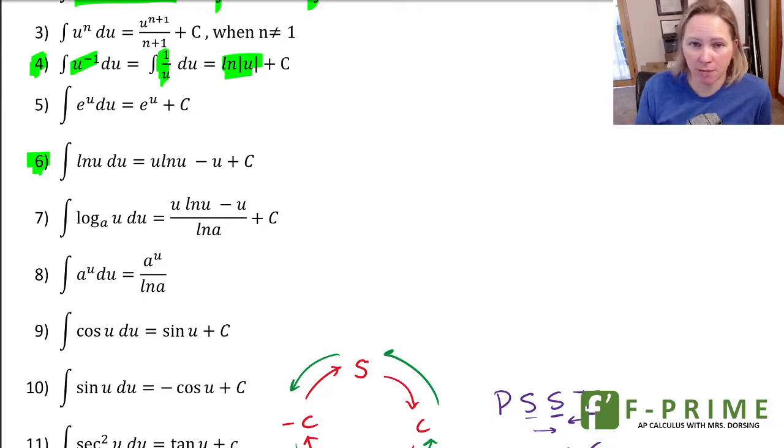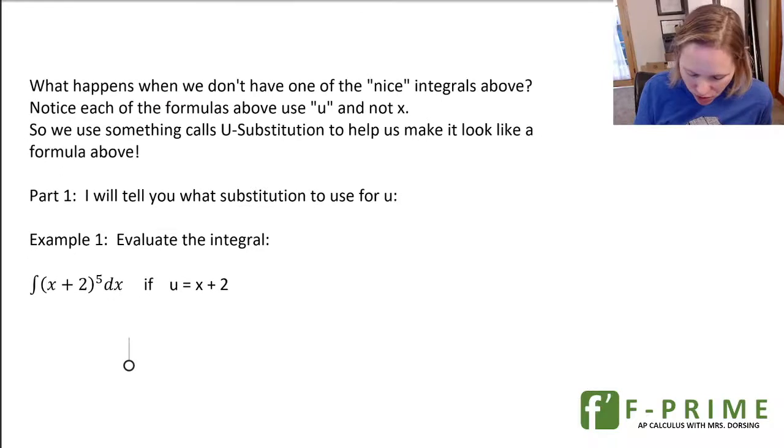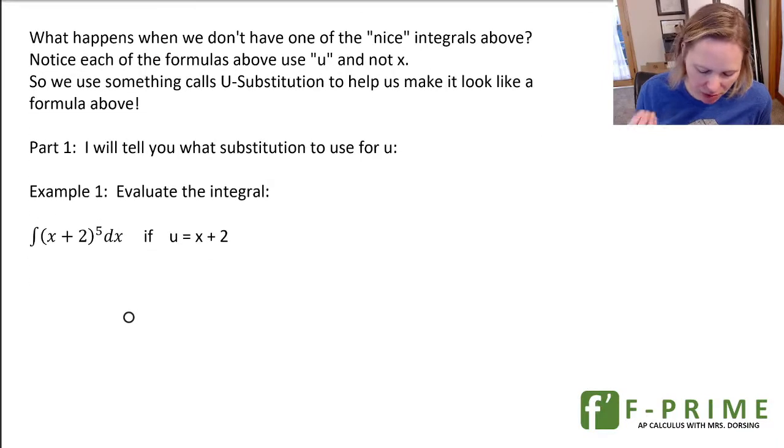That's step 1. Step 2 is what you have when you have two things that are often multiplied together, or when you have a function inside of another function. When you don't have a nice integral, when it's not obvious, and when you look at the integral and you would apply the chain rule to get the derivative, that's when we need to use this technique that we're going to learn here today called U-Substitution.